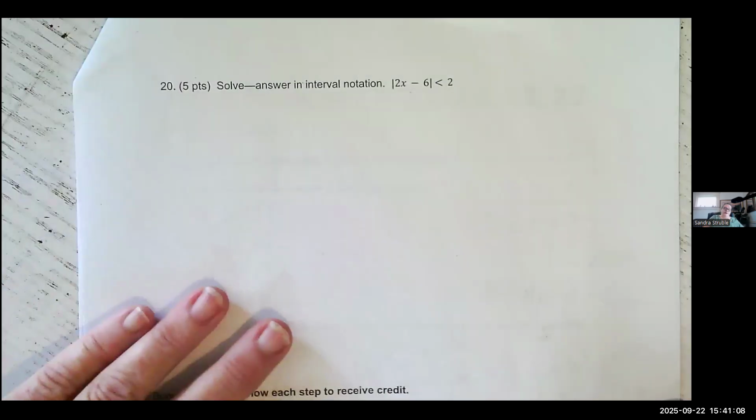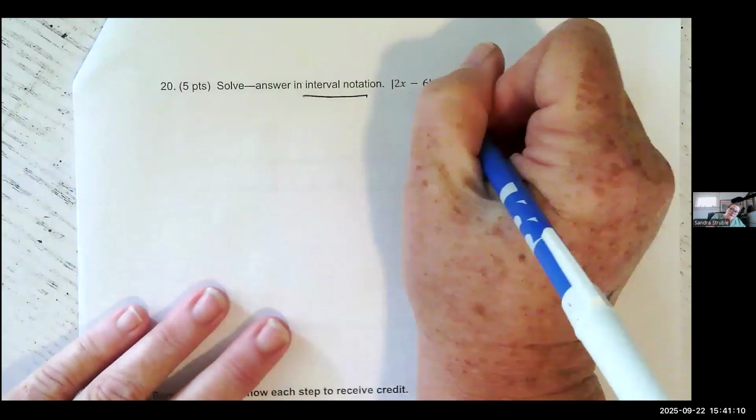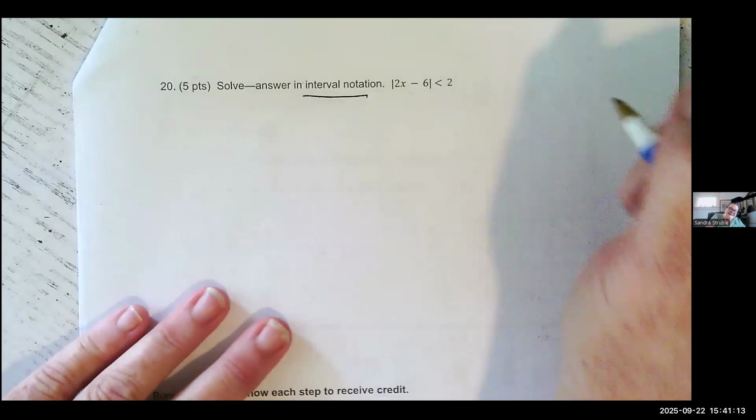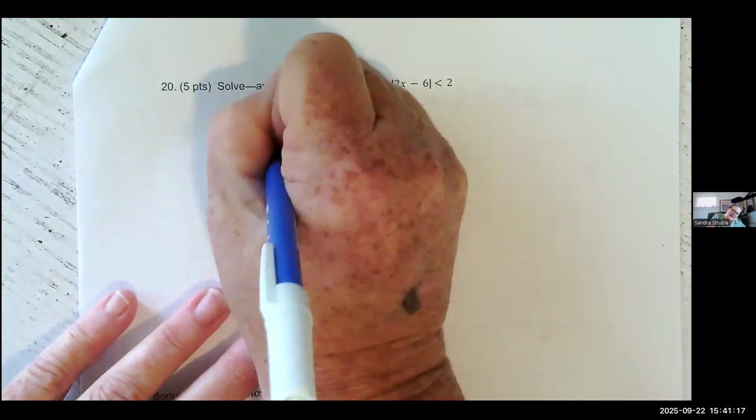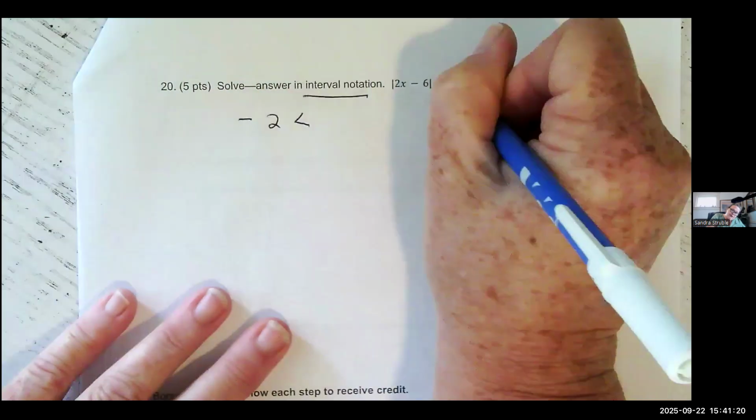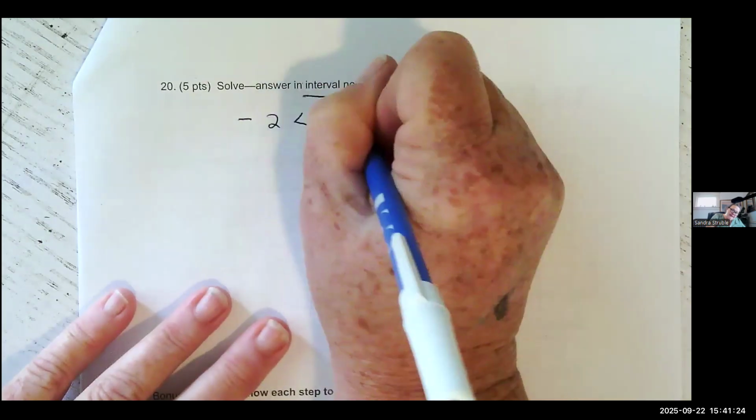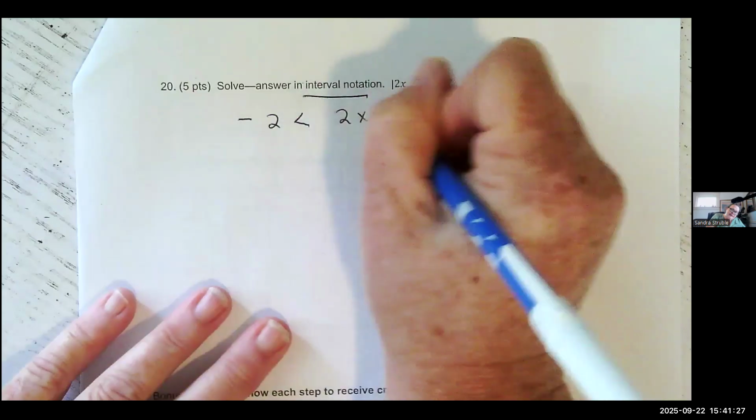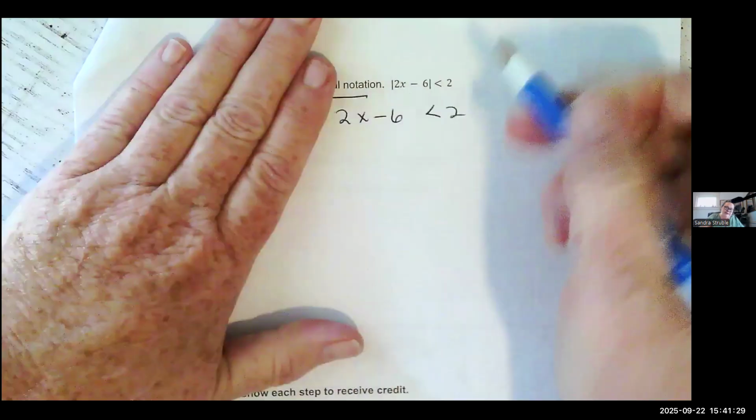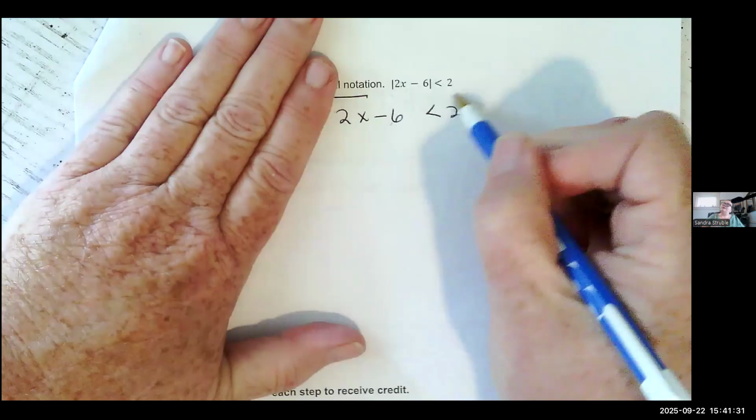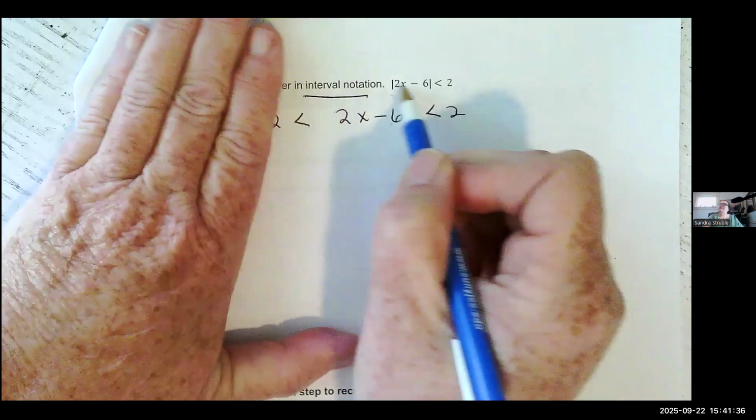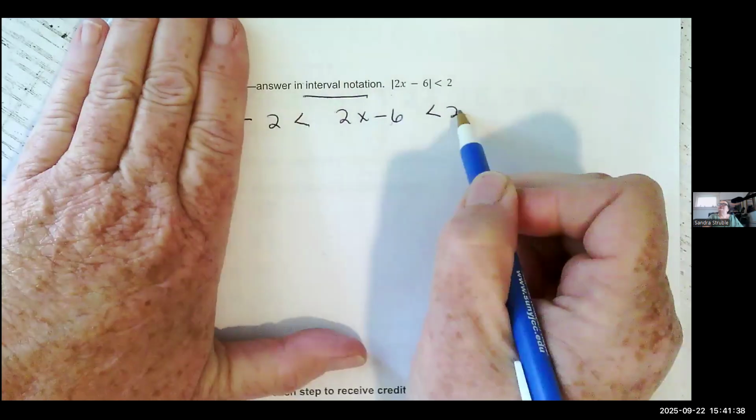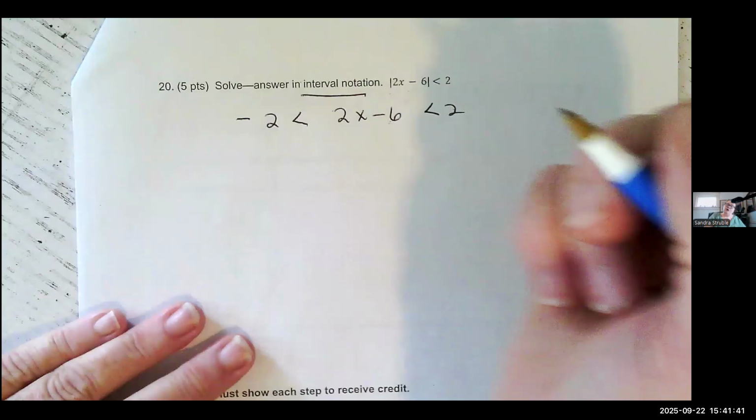Solve, answer in interval notation. So absolute value of 2x minus 6 is less than 2. When you have a less than, you set them up the exact same way. You take the 2, put it in front, make it negative, and then 2x minus 6 is less than 2. So notice this is exactly what's written here without the absolute values. The only thing I do different is I have to rewrite the less than over here and change the sign to negative 2.